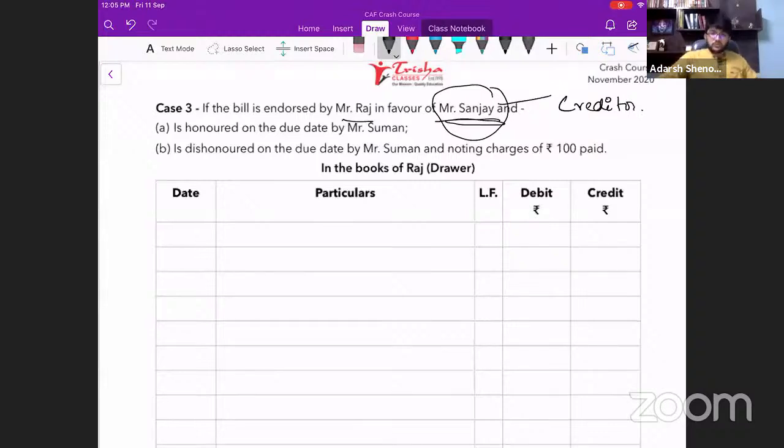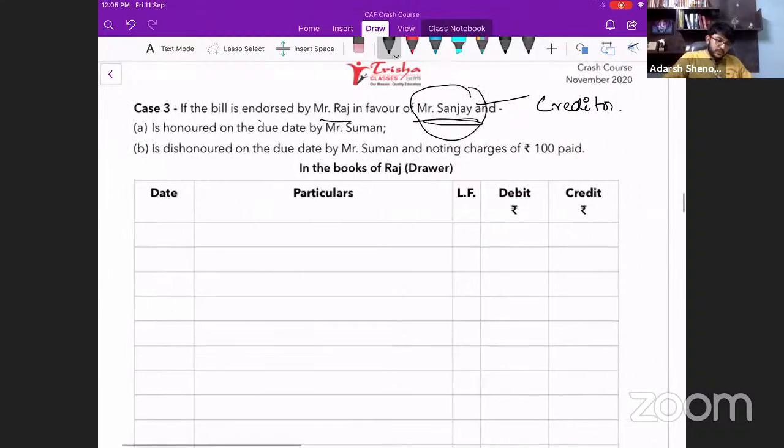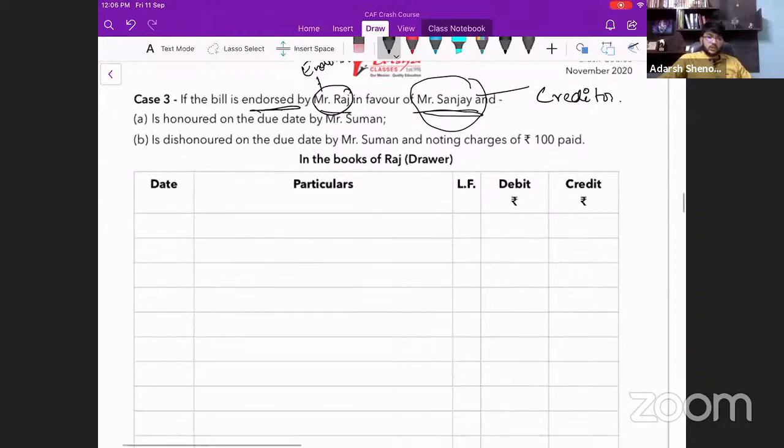So could you tell me what this process is known as when we are endorsing it? We call this endorsement. When I'm endorsing, I become the endorser. The person who's endorsing becomes the endorser. So who is the endorser over here? Raj is the endorser. Who is the endorsee? The person to whom it is endorsed is known as the endorsee. Sanjay is the endorsee over here.